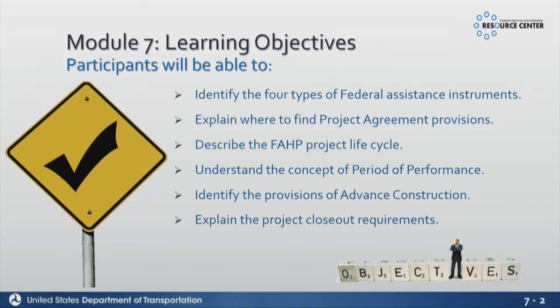Remember, we talked about what commits the federal government to pay. Obligation. So we have to obligate the funds before we're obligated to pay for the expenses, and in advanced construction there's no obligation. So that means there's no commitment from the federal government to pay until you convert it. So we'll talk about what that means. And then we'll talk about project closeout requirements.